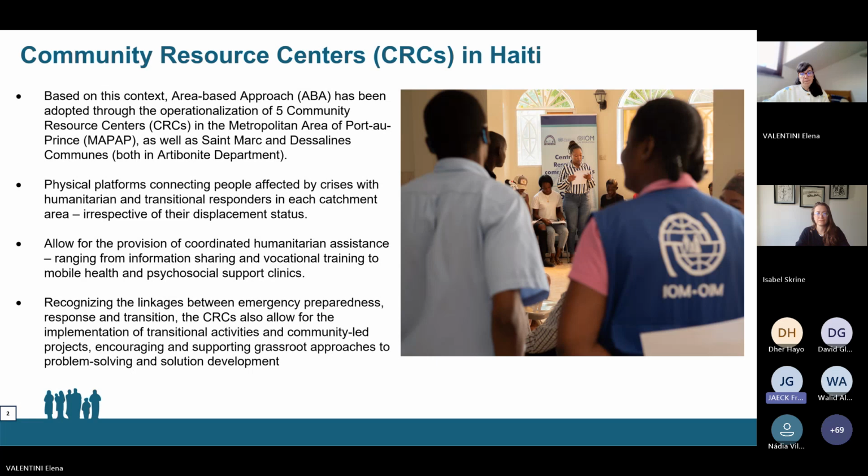So, taking into consideration the very urban context of this displacement situation, area-based approaches have been adopted through the operationalization of 5 CRCs in the country. We've got 2 in the metropolitan area of Port-au-Prince, and we've got 3 working in southern Artibonite, which is a province just north of the West Department of Haiti. We work very closely with partners. We work very closely with the CCCM Cluster in the operationalization of these CRCs. In short, adopting ABA basically allows us to target the affected population groups in specific catchment areas.